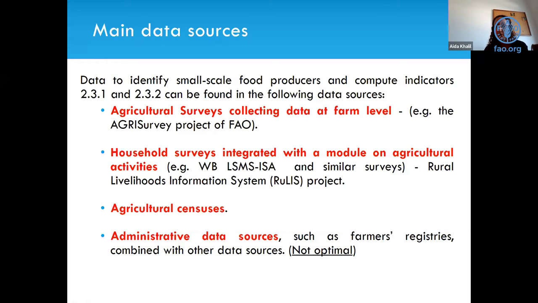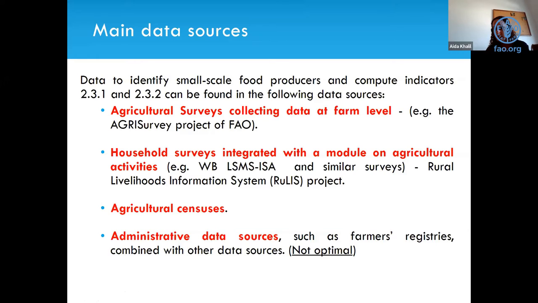So in some cases, a good data source could be a household survey integrated with a module on agricultural activities of households. In these cases, the statistical unit would not be the farm anymore. In the end it would be the farm, but the initial statistical units would be the household. And then among these households, all the households with agricultural activities would be considered.